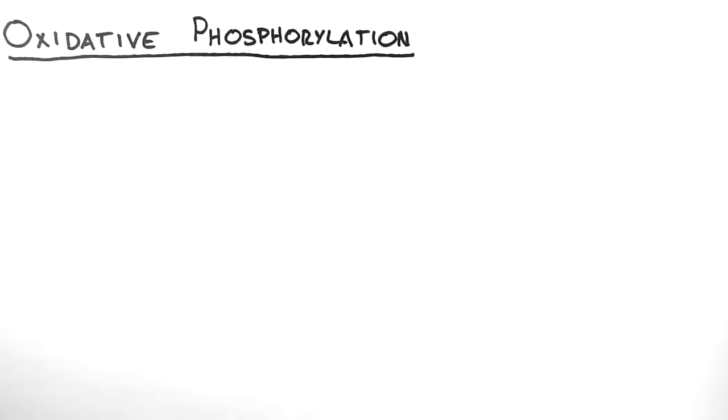Hi, this is the fifth and final video in the Cellular Respiration series. In this video, we're going to look at oxidative phosphorylation, which is also known as the electron transport chain.